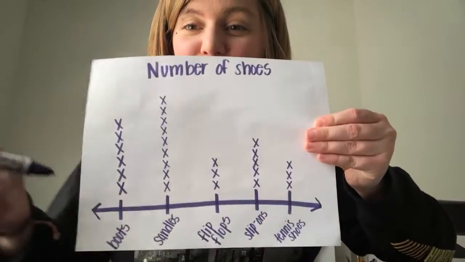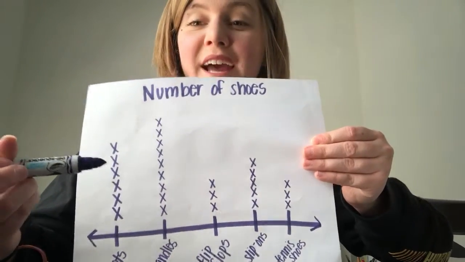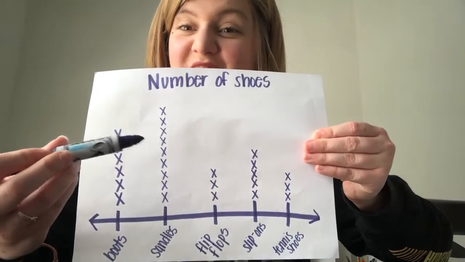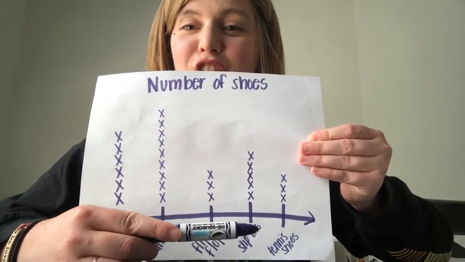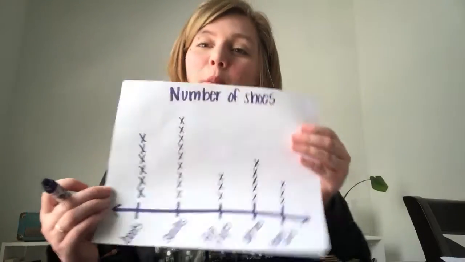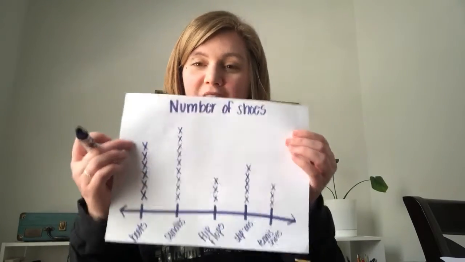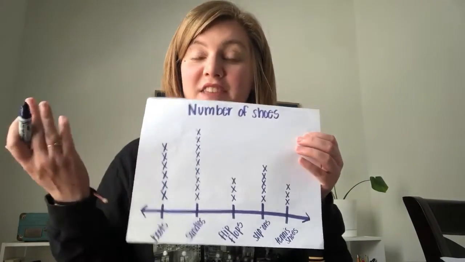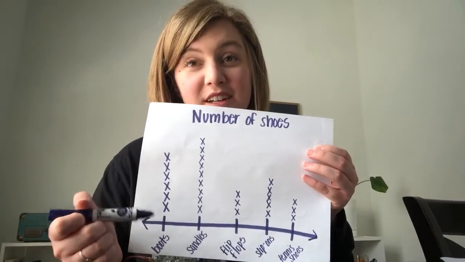So here's my final chart. I've got my boots, and I've written all my X's of how many pairs of boots I have. I've got my sandals, there's 9 of them, my flip-flops 3, my slip-ons 5, and my tennis shoes 3. So many shoes, right? But this just shows you how many shoes I have. It's a good little line plot of the information of the number of shoes I have and the types of shoes that fall under each of those categories.